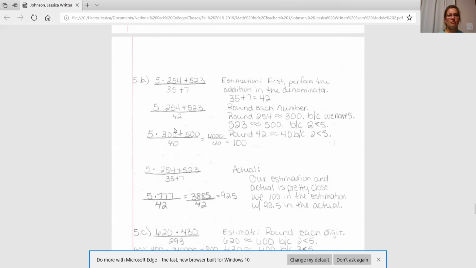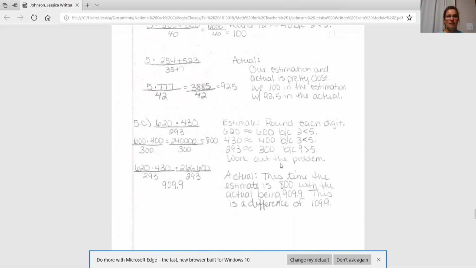And then 5 times 254 plus 523 divided by 35 plus 7. The key to this problem is to add your denominator first. And then do your estimations. And I have 100 after my estimations, and my actual answer is 92.5. And then we have 620 times 430 divided by 293. Our estimation is 800, and our actual answer is 909.9.